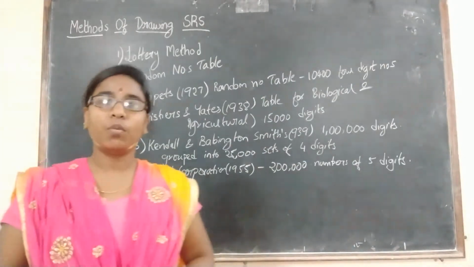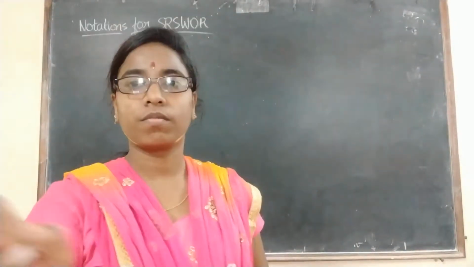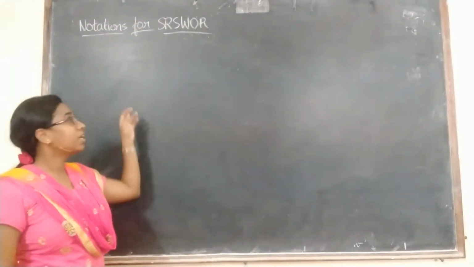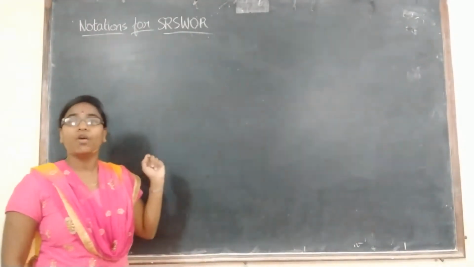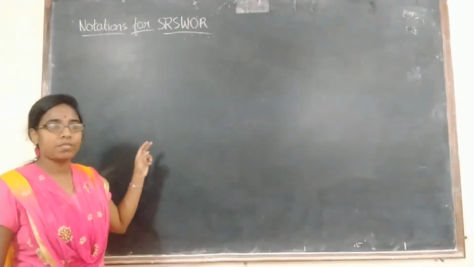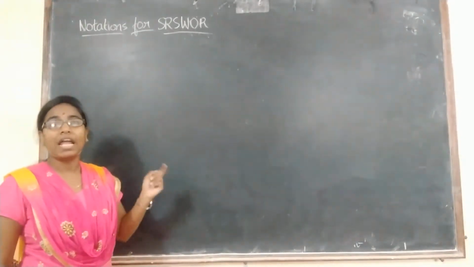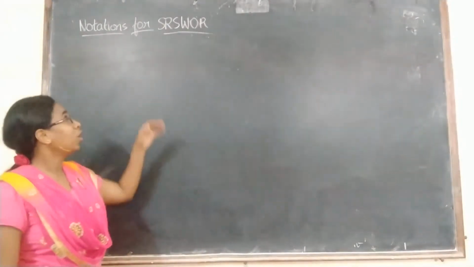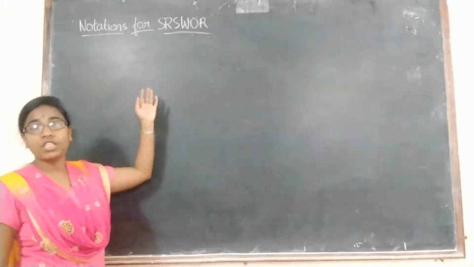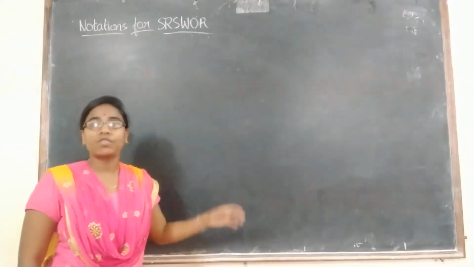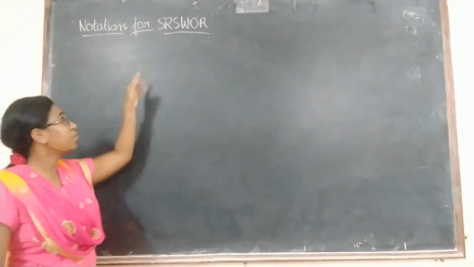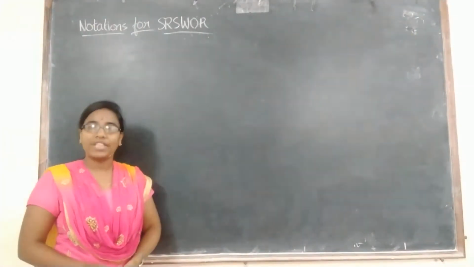Now we'll go to the theorems. First we'll do the theorems for simple random sampling without replacement. You will have separate theorems for simple random sampling without replacement and with replacement. All the theorems are very important, so for these theorems, first you need to learn some notations. First we'll see what notations we'll use in the theorems for simple random sampling without replacement.